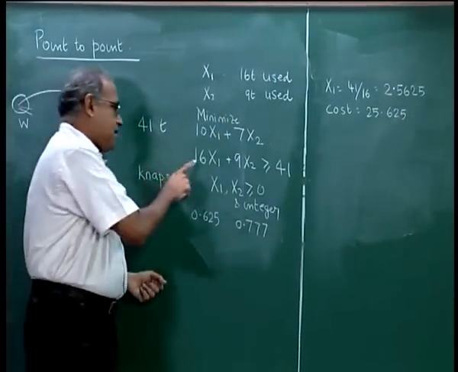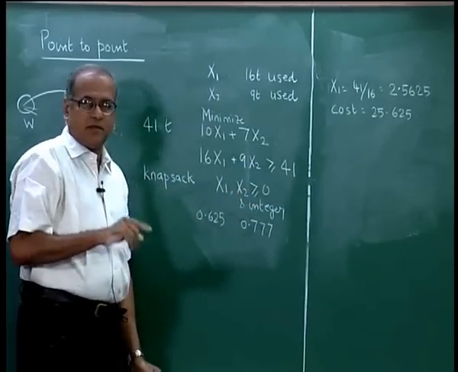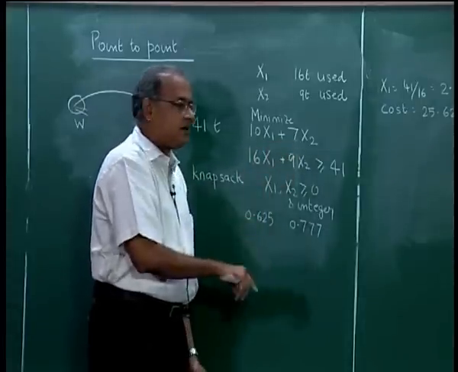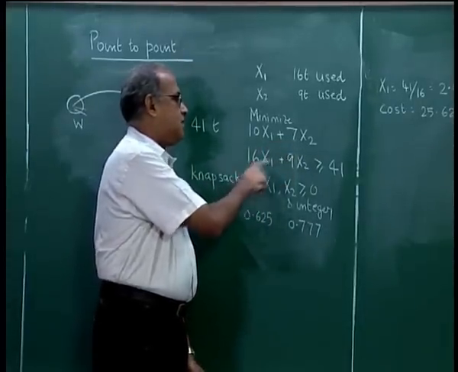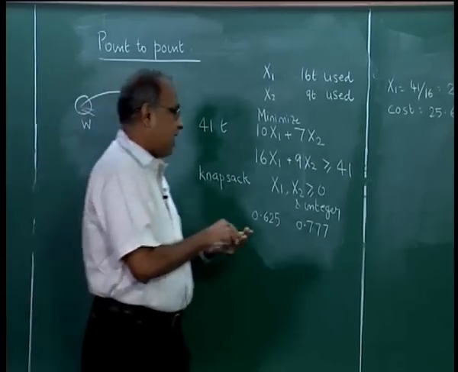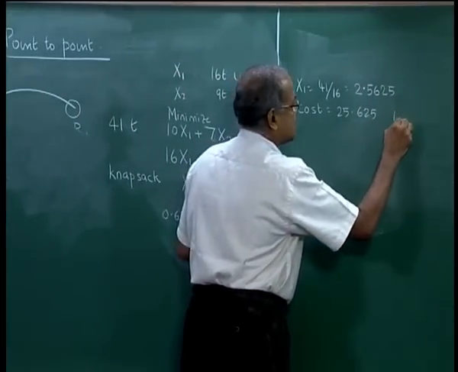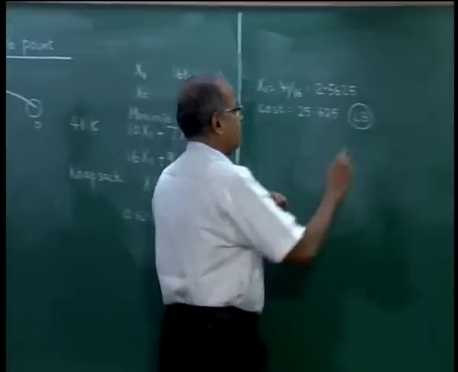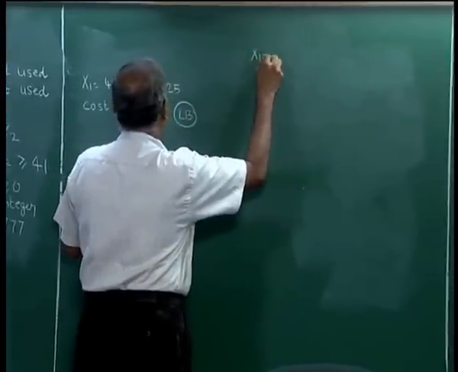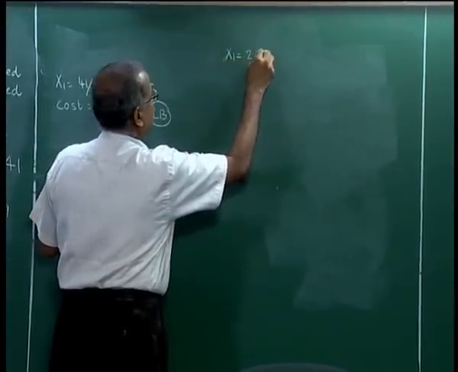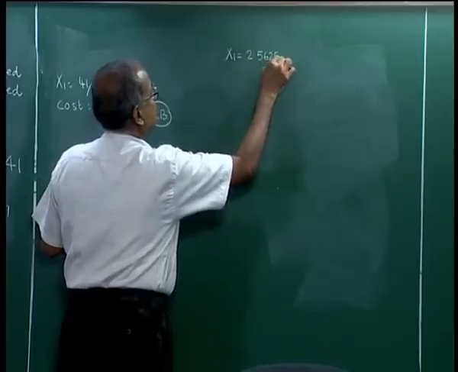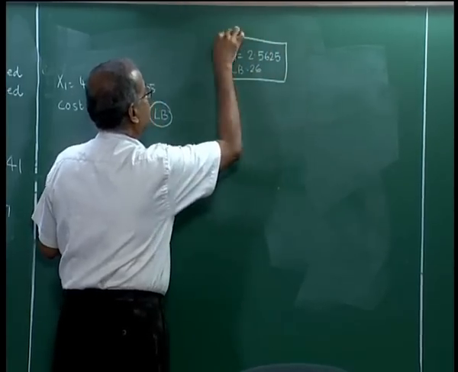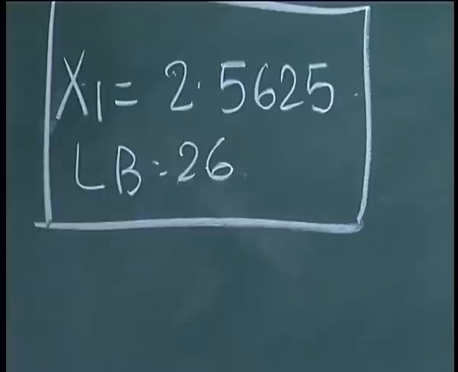Because there is only one constraint, the LP will choose only one variable, and it will choose that variable which has the smaller coefficient. So it will choose x1 and give it a value 41 by 16. So 25.625 will act as a lower bound to this. We can start the problem by saying x1 is equal to 2.5625 with lower bound equal to 25.625, which makes it 26.